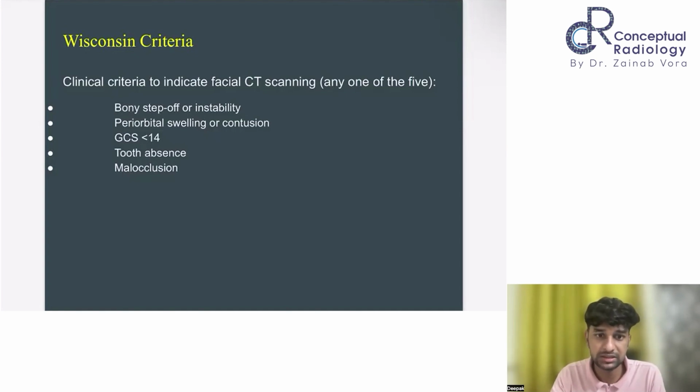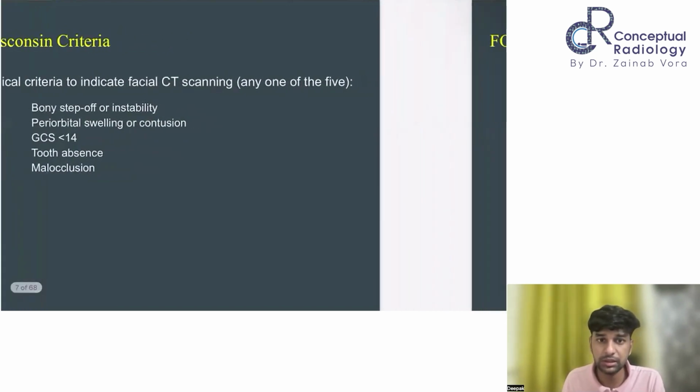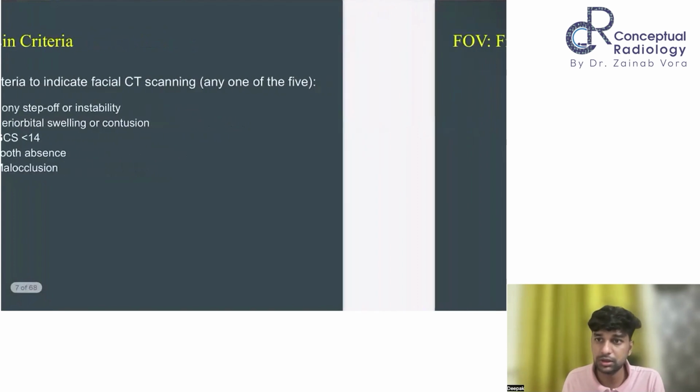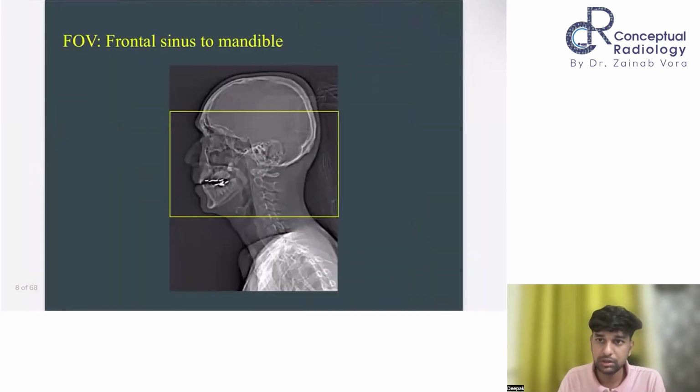And whenever there is GCS less than 14, so usually the patient won't be responsive. And whenever there is any tooth absence, to look for tooth fractures and alveolar fractures. And whenever there is malocclusion, that means there is involvement of the maxilla or mandible. Whenever these features are present, at least one should be present to get a CT face done. The field of view is usually from the frontal sinus to the mandible, so this covers all of the face. But in high energy trauma, usually this will be combined with the CT of the head and cervical spine. So this is the FOV.